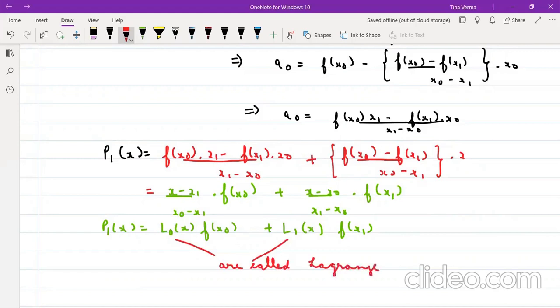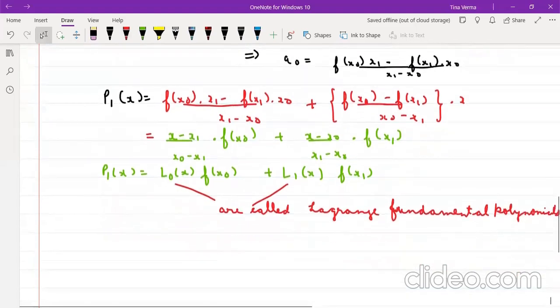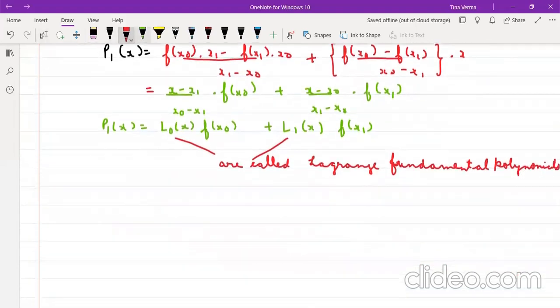So the whole thing is the interpolating polynomial, but the values of L naught and L1 are called Lagrange fundamental polynomials. Right? So when we are doing this, you can notice one thing over here. You can just write down some remarks.